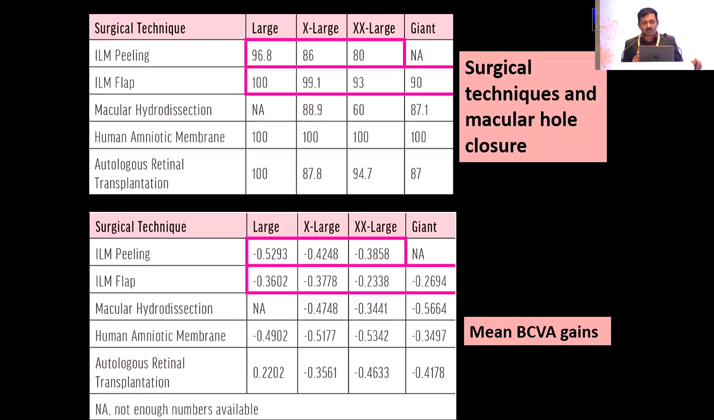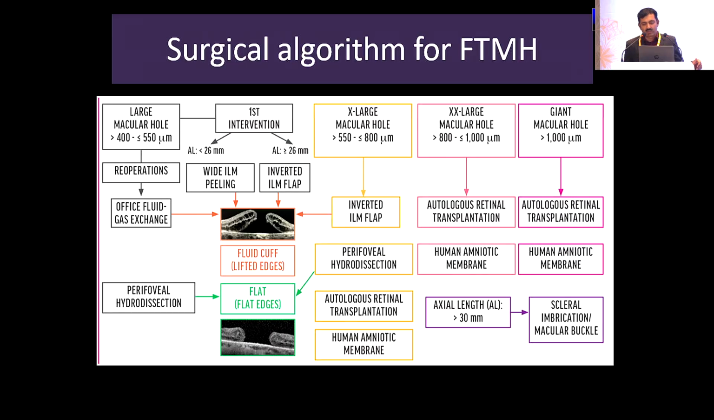For smaller holes, ILM peeling and ILM flaps probably work, but if you move to larger holes, you may have to look at other adjunctive surgical maneuvers like macular hydrodissection or insertion of an amniotic membrane or autologous retinal graft. These are two charts which clearly show that for larger holes, ILM peeling may not be sufficient to get closure and good functional recovery.